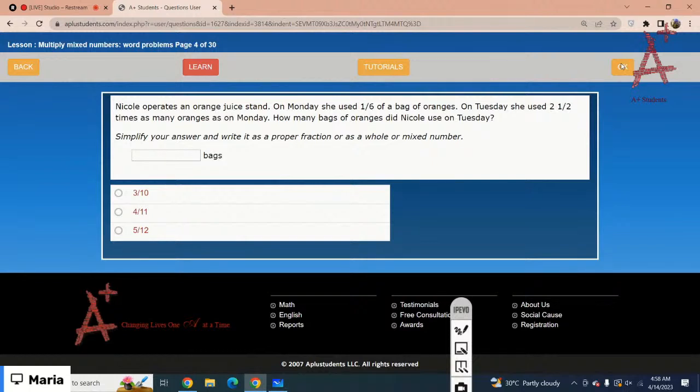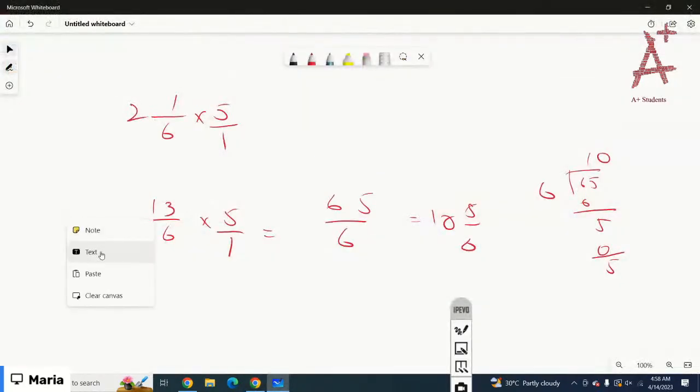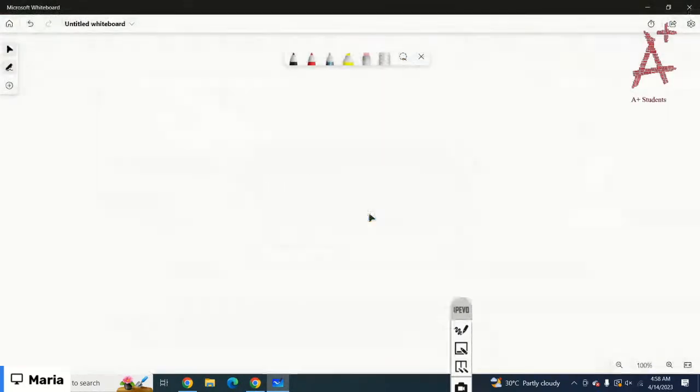So you have to multiply 2 whole 1 by 2 times 1 over 6. Got it? It would be 2 whole 1 over 2 times 1 over 6. So 2 times 2 is 4 and 1, 5 over 2 times 1 over 6. Just do cross multiplication. 5 times 1 is 5 and 2 times 6 is 12. So the correct option is 5 over 12.